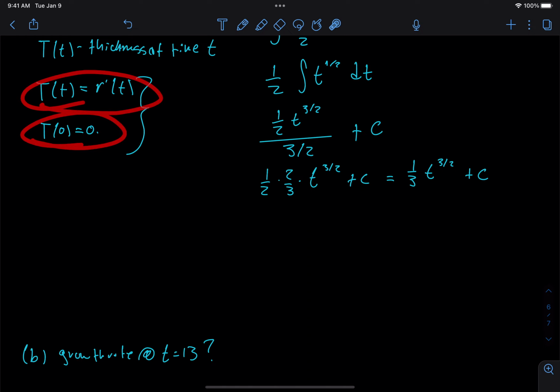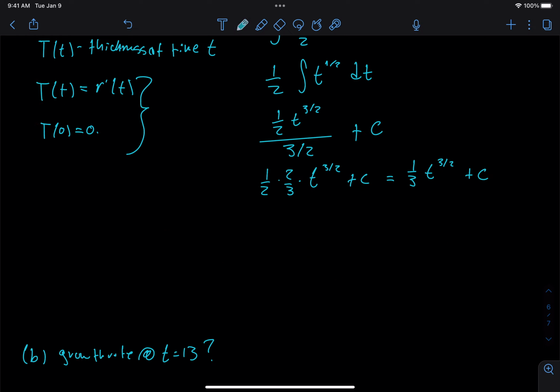And so we've used up the first piece of information which we have, and now we need to use the second piece to figure out what C is going to be. T of 0 is what we get when we plug in 0 into this function, which would be 1/3 times 0 to the 3/2 plus C, equal to 0. And since the first part is 0, C has to be 0. So the full function T of t, the unique antiderivative in this case, is just 1/3 t to the 3/2.